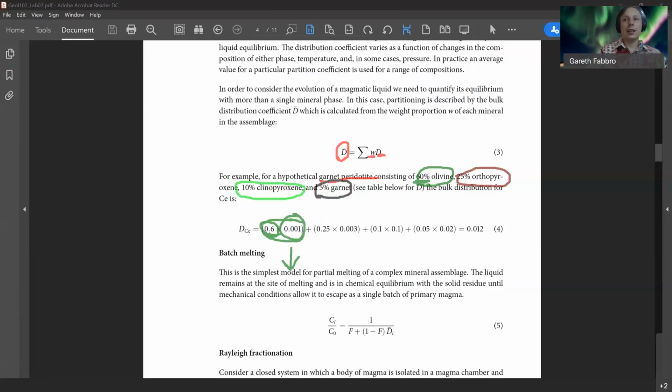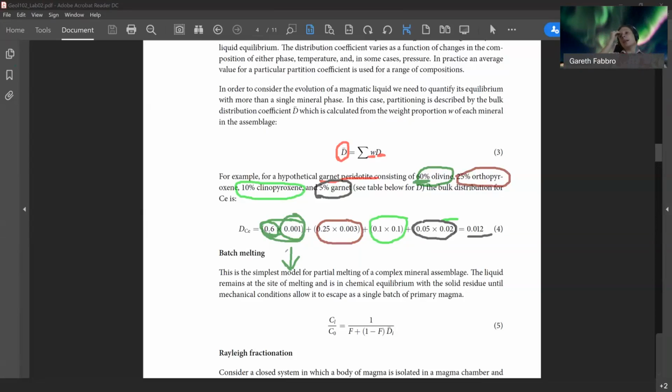So you do the same for the orthopyroxene here. It's 0.25 because it's 25%. You add these together. You then add the same for your clinopyroxene and for your garnet. And then you get an answer when you add all these together. Again, show your working.